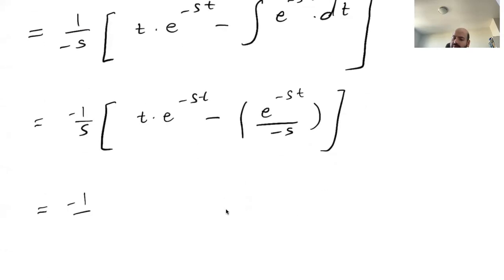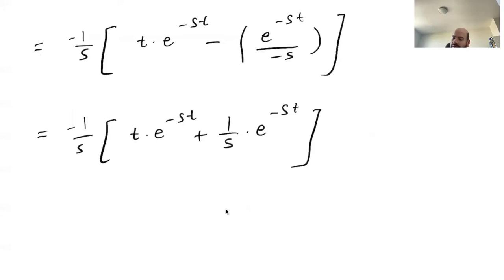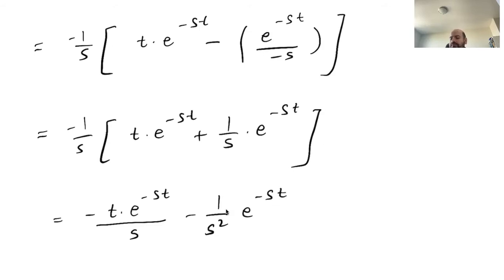And then I can write this as minus 1 over s times t e to the power minus st plus 1 over s e to the power minus st. And I can write it as minus t e to the power minus st divided by s minus 1 over s squared e to the power minus st. So this is the antiderivative that we were looking for.